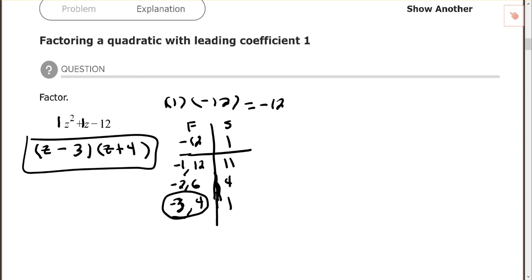So again, you don't have to use the full AC method when you have that understood 1 as your leading coefficient. You can find your factors and go directly to your answer. Remember, you can check this by multiplying it back out, using the FOIL method or the distributive property.